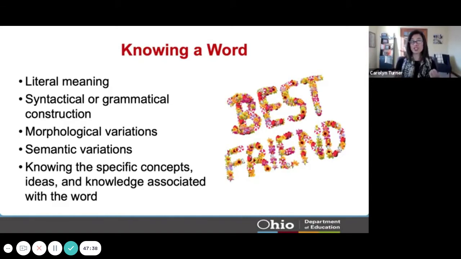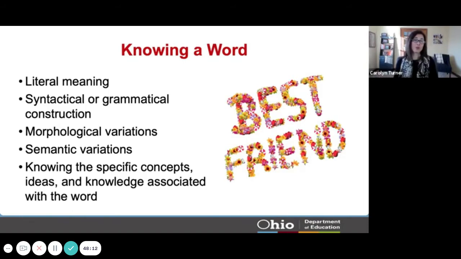You have to know where the words come from and how the pronunciation perhaps changes when we add certain morphological elements to them. You have to know there are semantic variations that are also based on the morphological variations. When you add a prefix or a suffix to the word, how that changes its meaning. And we also have to know specific concepts, ideas, and knowledge associated with the word. That's that semantic map. So we have to think about connotation and denotation. We have to perhaps think about subject areas where the word might be found.